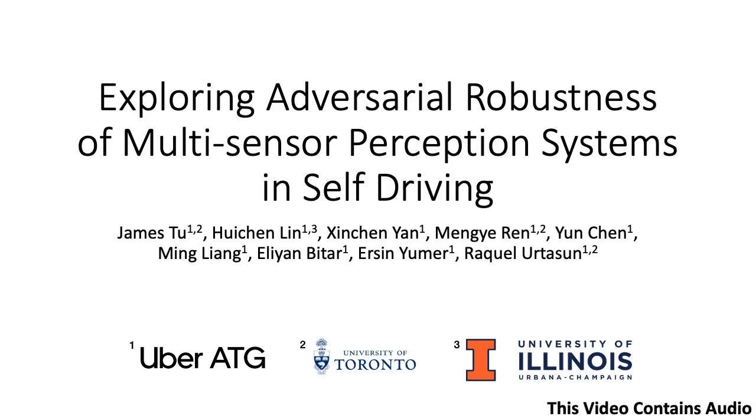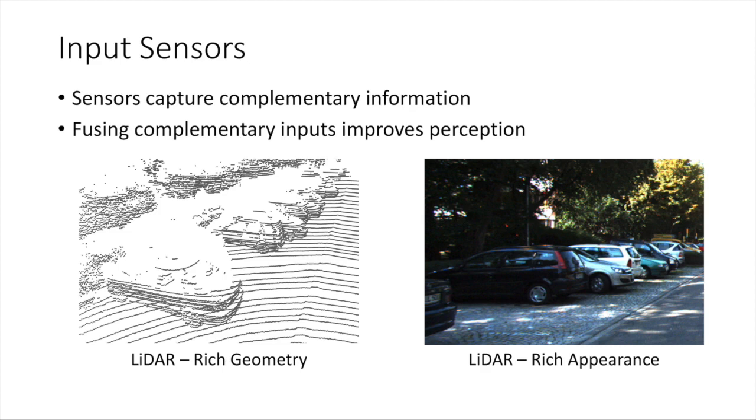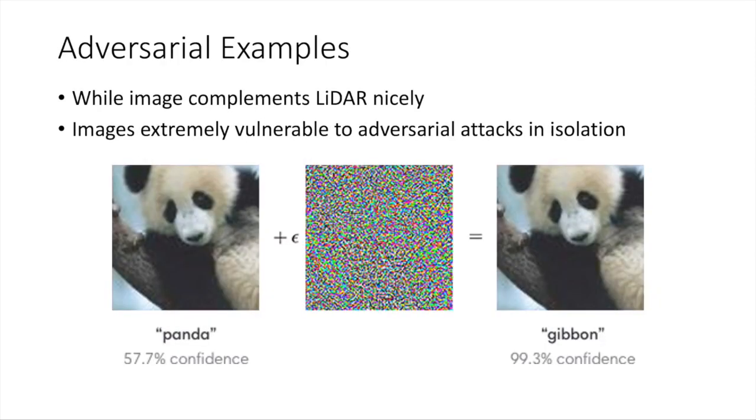Hello, in this video I will be presenting an overview of our work, exploring adversarial robustness of multi-sensor perception systems in self-driving. Several different kinds of sensory inputs are available for today's self-driving vehicles, and each different sensor can complement one another. Thus, many recent works have shown processing image inputs in addition to LiDAR can improve perception. However, images have been found extremely vulnerable to adversarial attacks when processed in isolation, yet there are limited studies on the robustness of such multisensory models that also incorporate images.